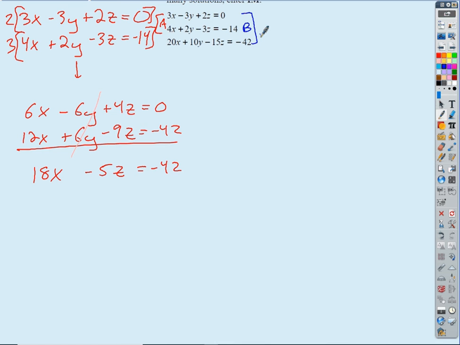You're going to see essentially the same thing happen, I guarantee. So you're going to get 3x minus 3y plus 2z equals 0, and 20x plus 10y minus 15z equals negative 42. This is a little tougher. I've got to multiply the top one by 10, and the bottom one by 3.